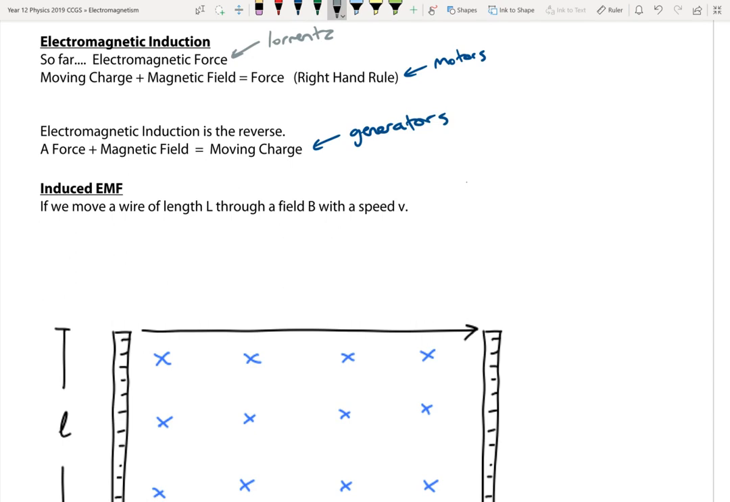And we have some equations. We've got Faraday and Lenz. We will get to that. Maybe we'll start off today with Faraday.